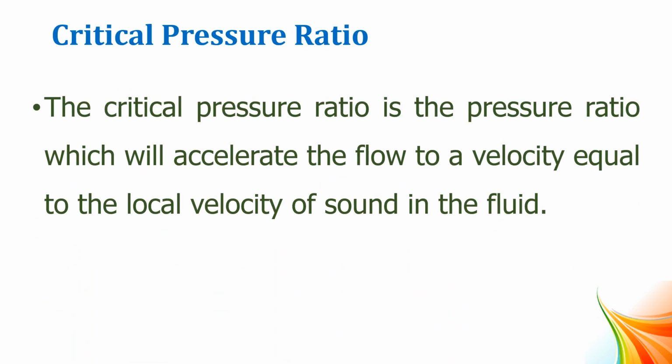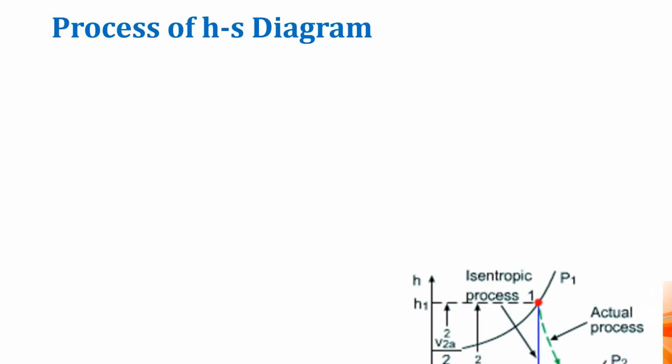Another terminology is critical pressure ratio. It is the ratio between the flow velocity and the velocity of sound in the fluid. It will accelerate the flow to a velocity equal to the local velocity of sound in the fluid. That is critical pressure ratio.